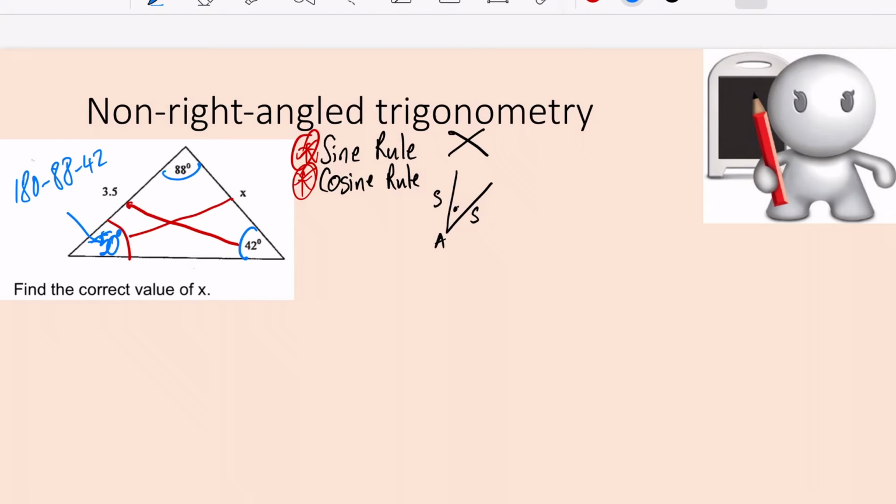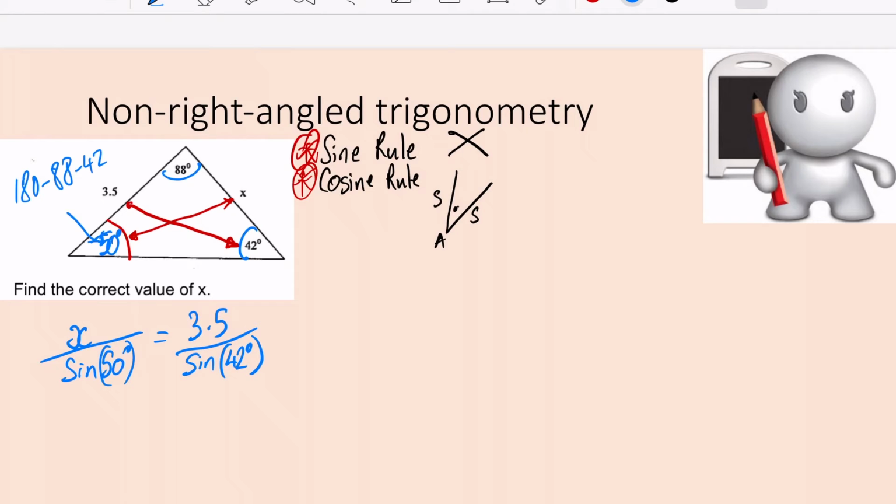Now by doing that, I have opposite sides and opposite angles, and another opposite side and opposite angle. So let's substitute into the sine rule. By the way, the sine rule and the cosine rule are given to you on your reference sheet. It's just a matter of recognizing and applying it. So let's begin. I'm after the side length x, so x goes on top, so it's x over sine of 50, and that's equal to 3.5 over the sine of 42.